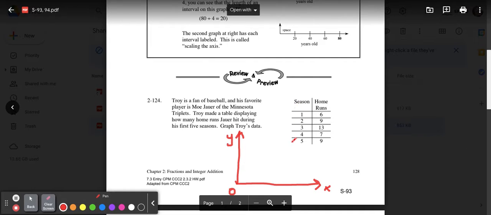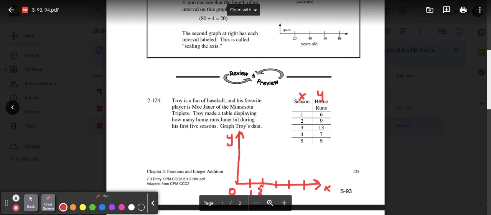I know that my x-axis, I'm going to label that here, and I'm going to label my home runs my y-axis because that's my independent. So I go from 1 to 5. I want to make sure that I split my axes equally for each season. Do this pretty carefully so that it's nice and equal. Otherwise, my graph won't come out correct. So that's 1, 2, 3, 4, 5.